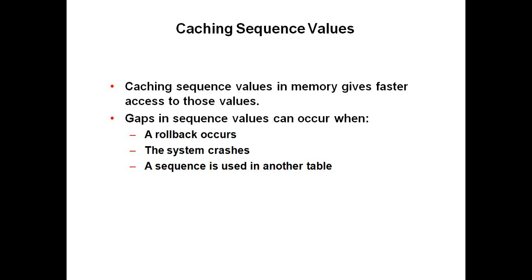But let's assume I have one number as 120 and the next number is some other number. Why will that gap occur? It's basically because of these three reasons: a rollback has occurred on the table, or the system has crashed in between, or a sequence is being used by some other table also. So these are the few reasons why we can have a gap.